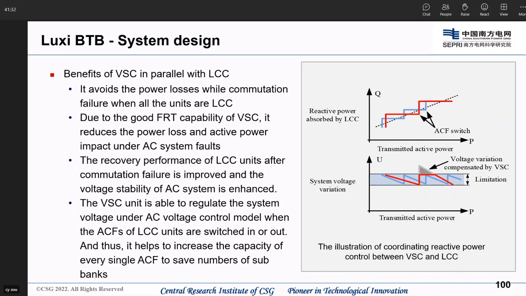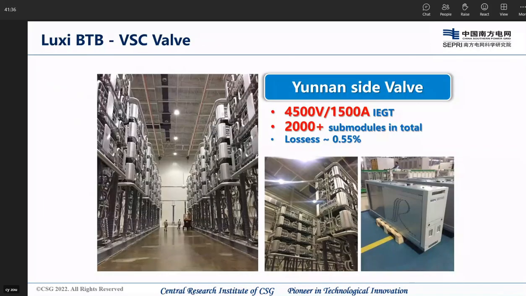This is the picture of Yunnan side converter 1. The 4.5 kilovolt and 1.5 kiloamp IEGT is used. At that time, this is the biggest IEGT we can find. The loss is about 0.55%.